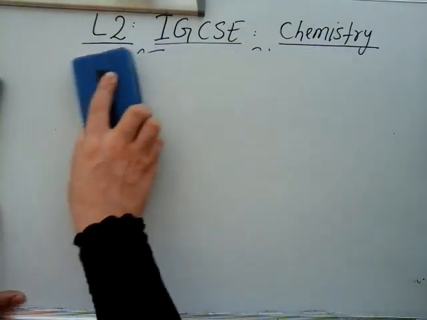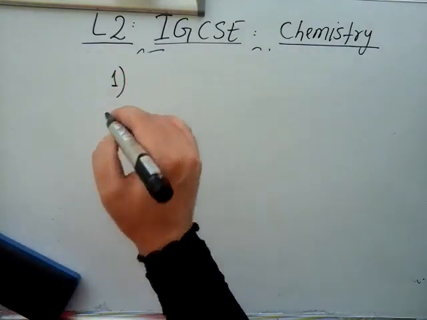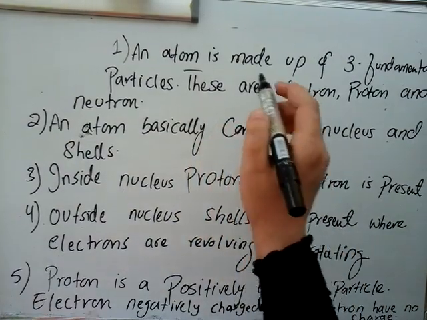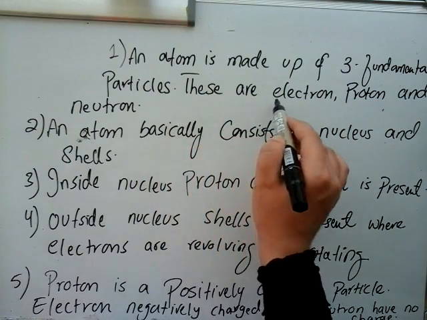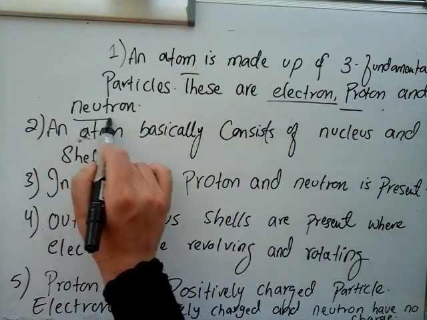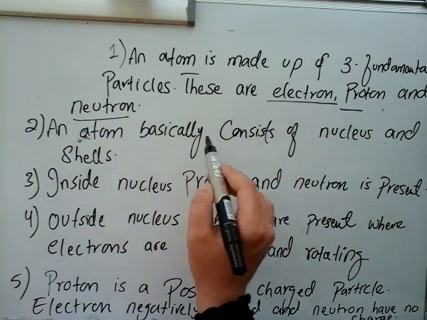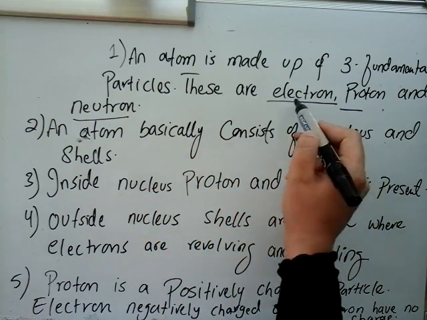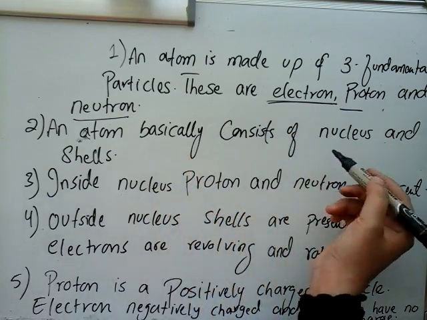Related to atomic structure, you need to keep some important points. Number one, an atom is made up of three fundamental particles: electron, proton, and neutron. An atom basically consists of the nucleus and shells.